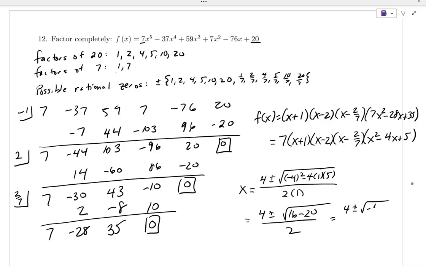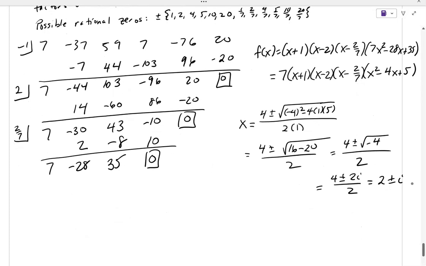And now we get 4 plus or minus the square root of negative 4, over 2. The square root of a negative gives us an i. Square root of 4 is 2. So you get 4 plus or minus 2i over 2. Break it up into the two fractions, and you should get 2 plus or minus i.